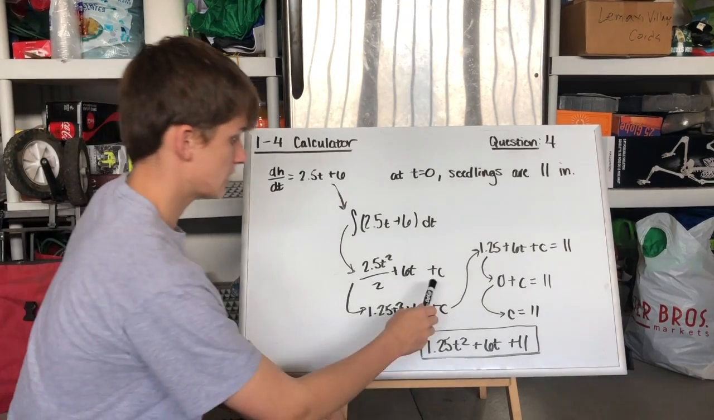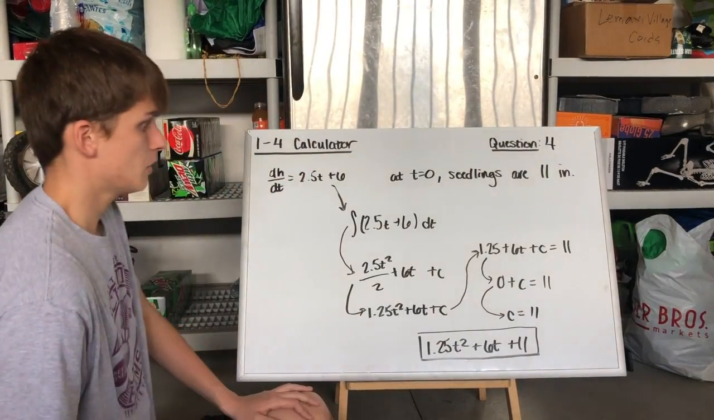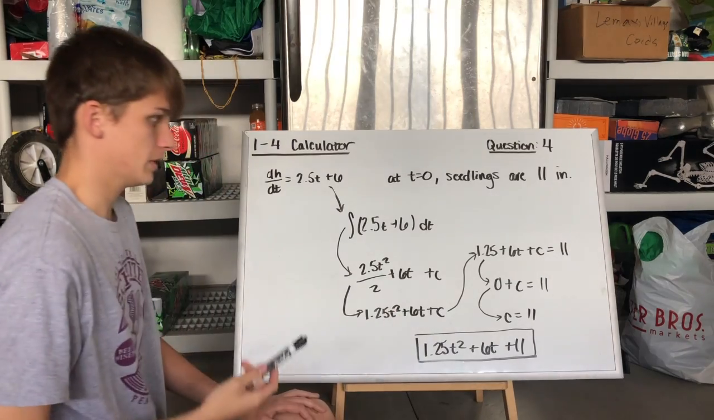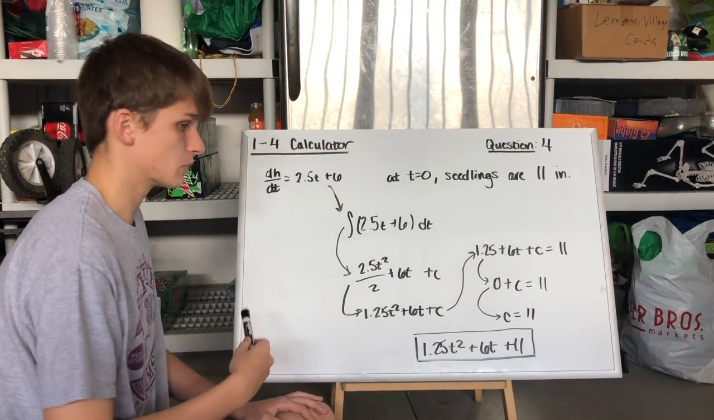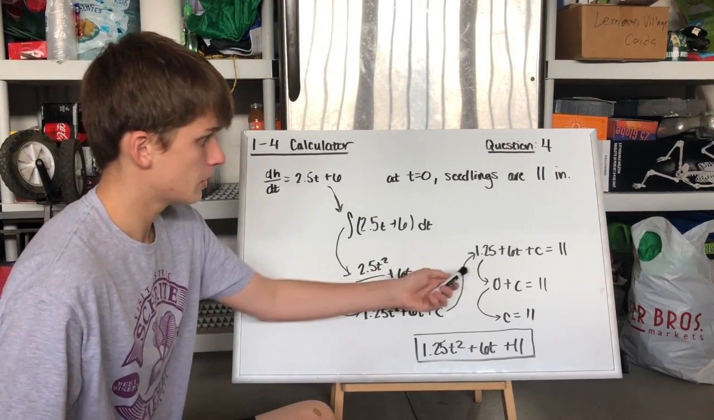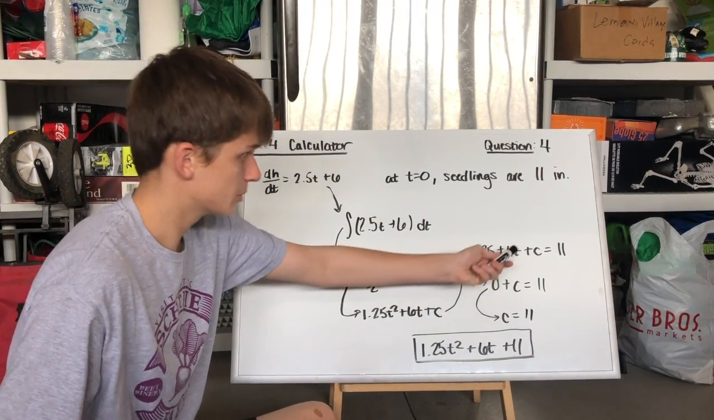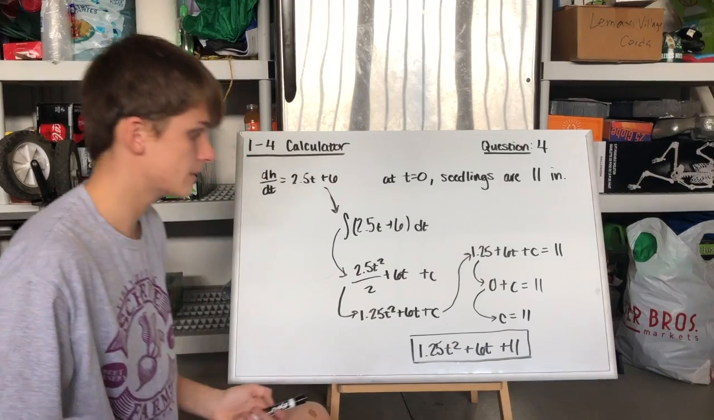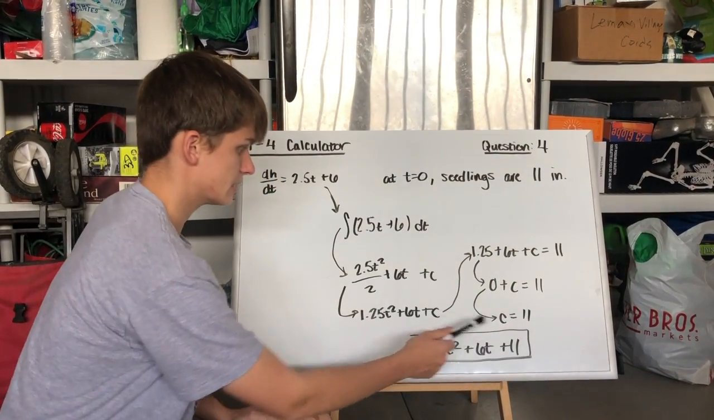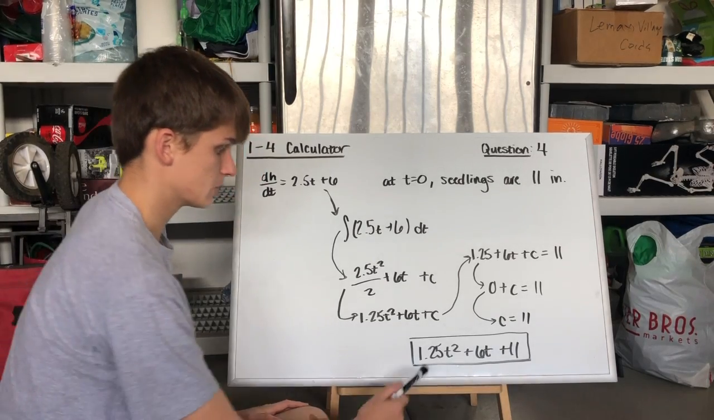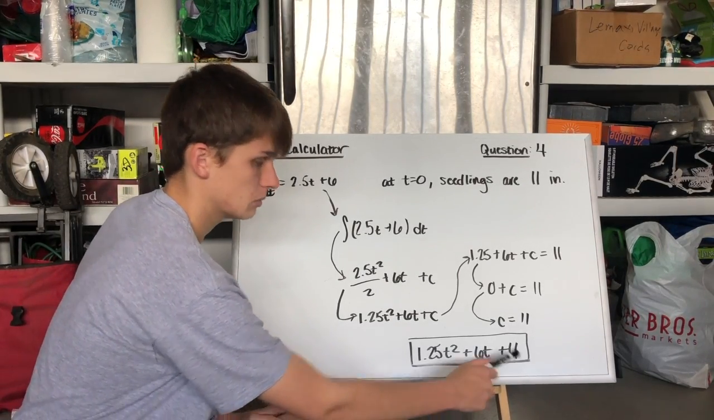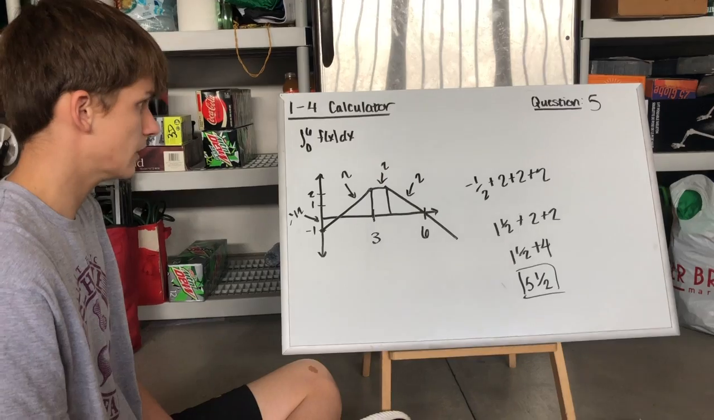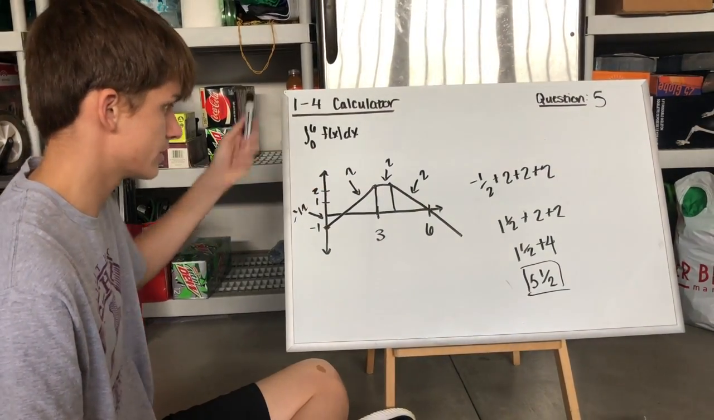So at t equals 0, the seedlings are 11 inches tall. So what we can do is set this equation equal to 11. We plug in 0 for t. I forgot a t squared here, but still 0 squared is 0, times 1.25 is 0. So we get 0 plus 6 times 0 is 0, so another 0 plus c equals 11, which means c is equal to 11, which means that in this equation our constant is equal to 11, so our equation becomes 1.25t squared plus 6t plus 11.